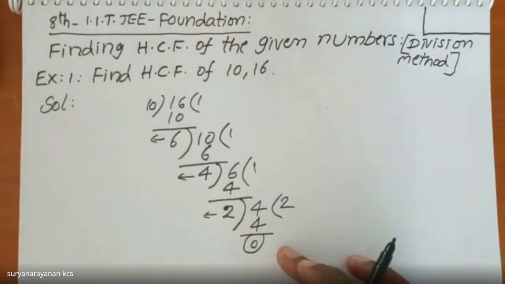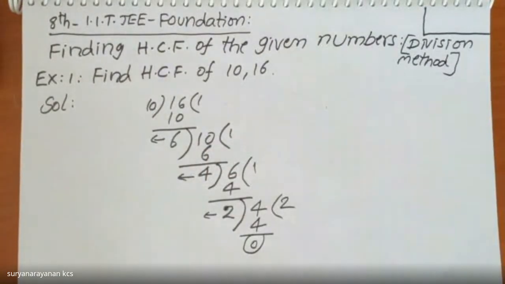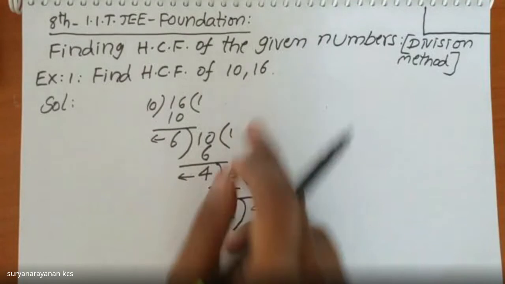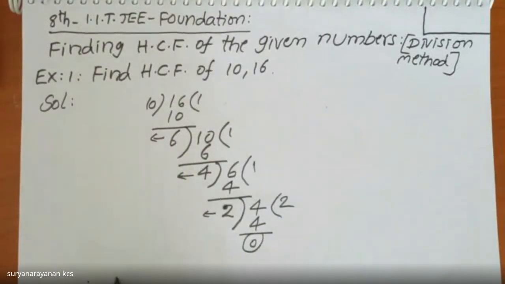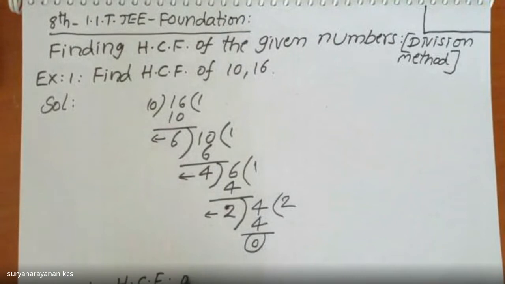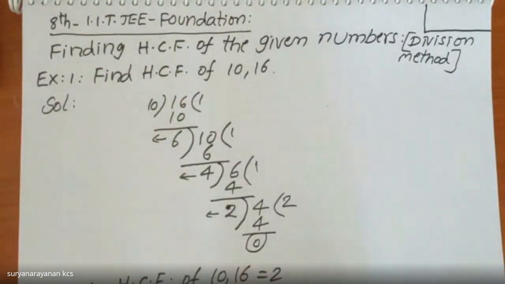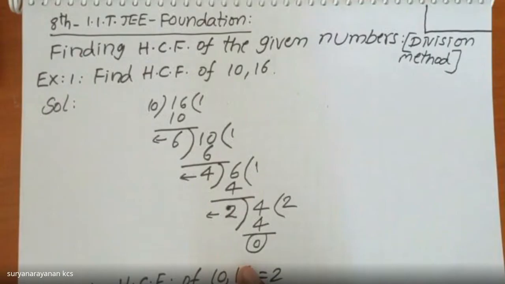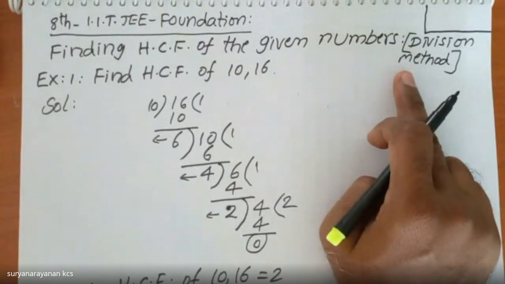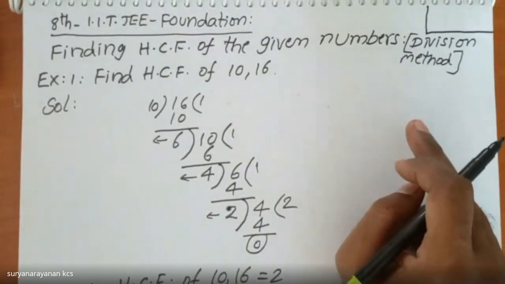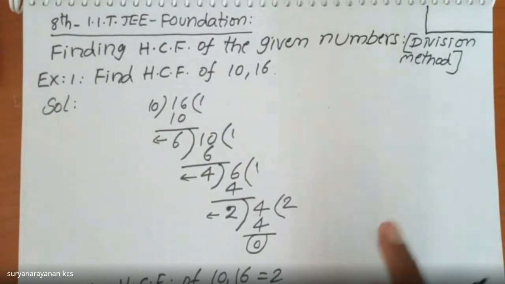In this division process, what is the last divisor? 2. Yes, this last divisor is said to be the HCF of the given two numbers. Therefore, HCF of 10, 16 is 2. This is called the division method. Throughout this method, what do we use? Only division. Yes or no? Yes, sir. Long division. So this is called the division method. By the division method, we can find the HCF of given numbers easily.